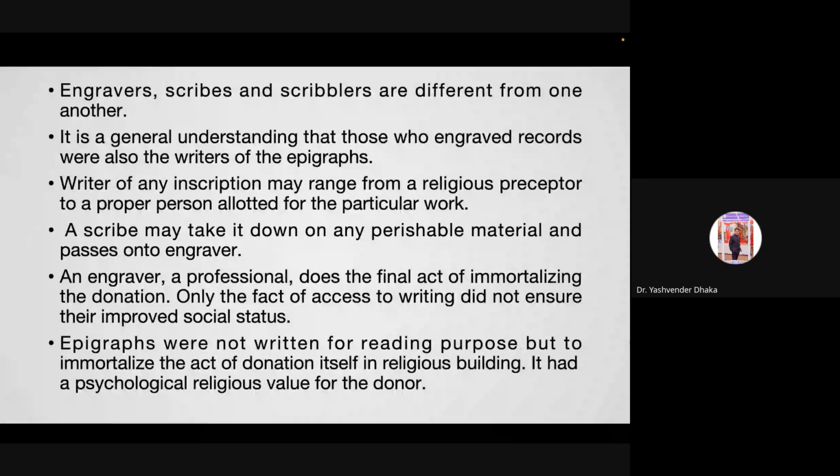So a scribe may take it down on any perishable material and then pass it on to the engraver. So the scribe is a different person, and the engraver who does the final act of engraving is a different person. Then an engraver who does the final act of immortalizing the donation, only the fact access to writing did not ensure their improved social status. So the engraver may not be of a very high social status, but his job, his work to do was to engrave on the non-perishable material.